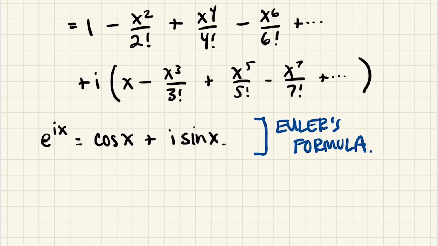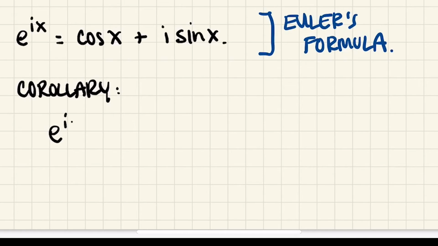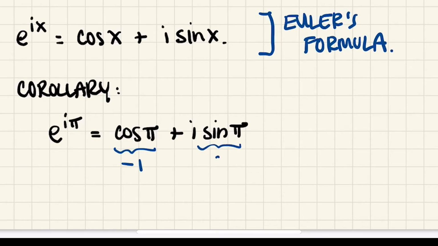Richard Feynman called this formula the jewel at the heart of mathematics. And there's a corollary to this formula that's especially striking. If you replace x with pi, you get e to the i pi is equal to cosine of pi plus i sine of pi. And of course, cosine of pi is -1, and sine of pi is 0. So we get something called Euler's identity, which is e to the i pi plus 1 is equal to 0.